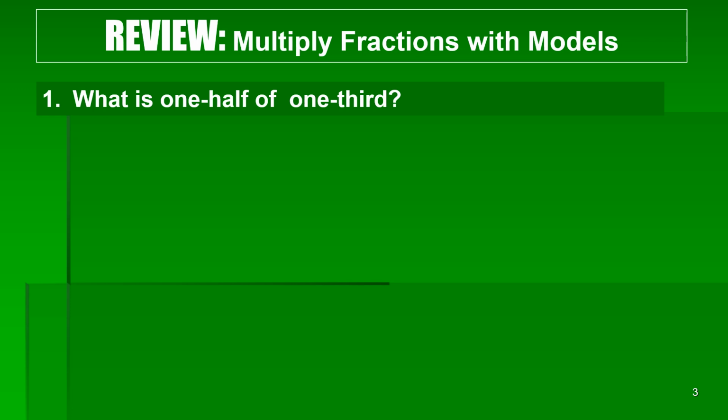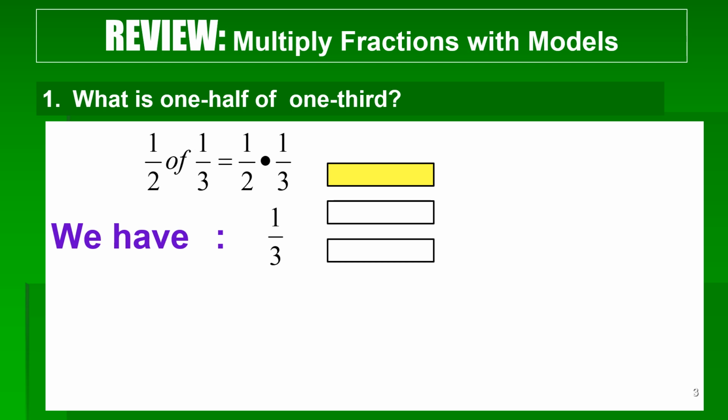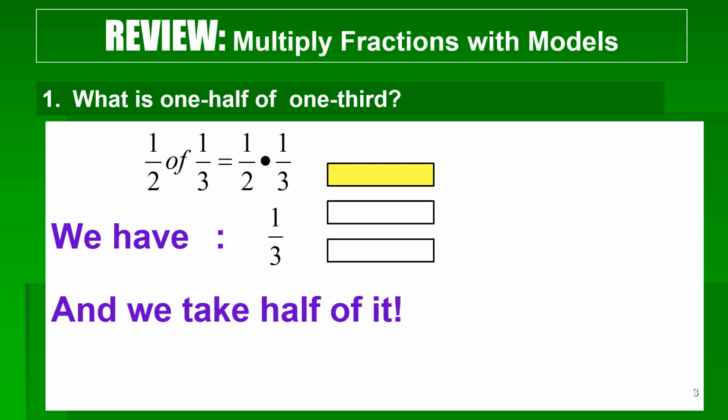Okay, so what is 1/2 of 1/3? So it's part of the review. So 1/2 of 1/3, so that is 1/3 times 1/2. Okay, so we have 1/3. So we have 3 here. One is colored or darkened, and we take half of it. So we have, okay, 1/2 times 1/3 is 1/6.